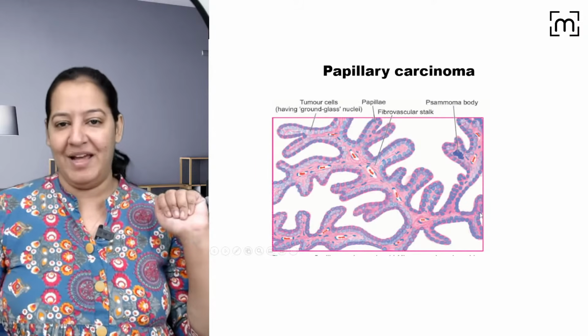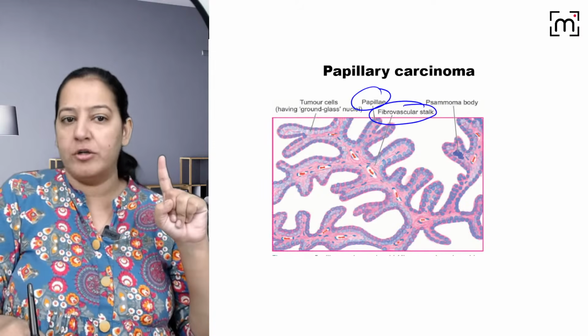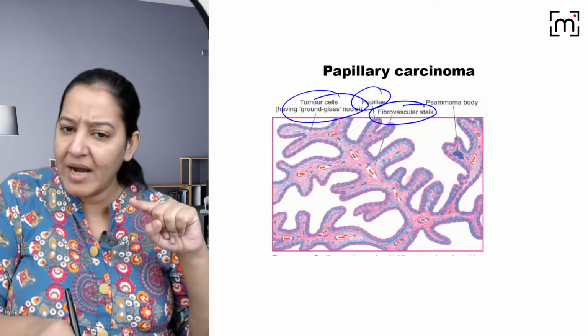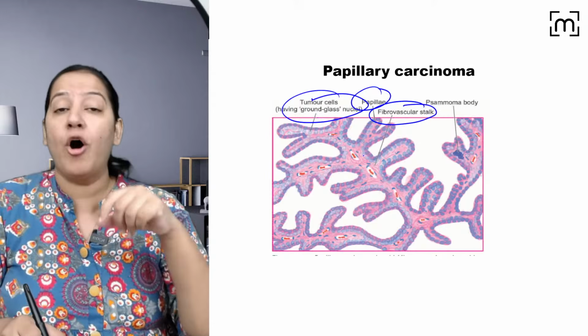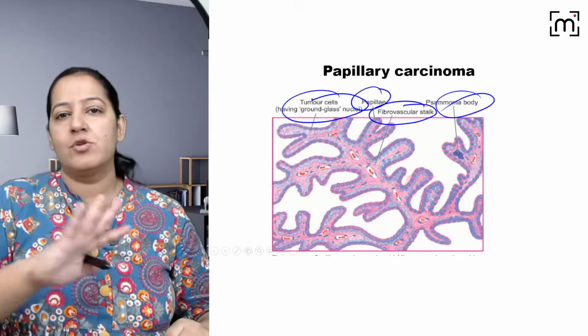Yes. See the papillary carcinoma. See the arrangement is papillae on a fibrovascular stalk. See the tumor has a ground glass appearance, right? Orphan Annie nuclei. See the grooves, see the inclusion bodies, see the Psammoma bodies. So all the things are there.